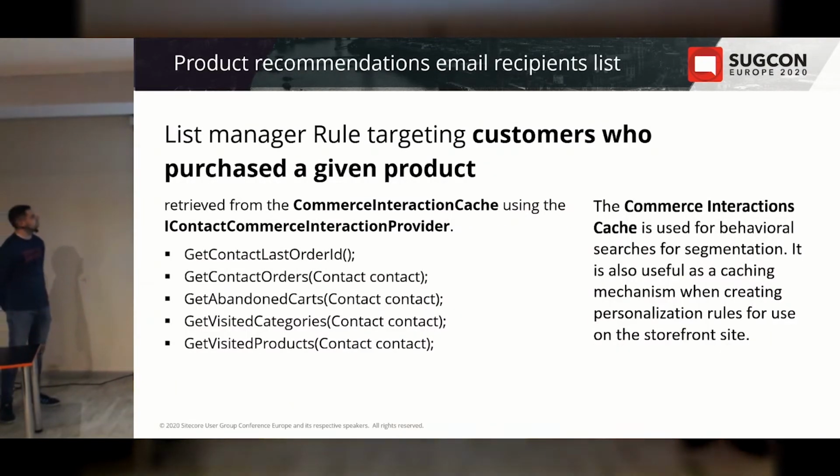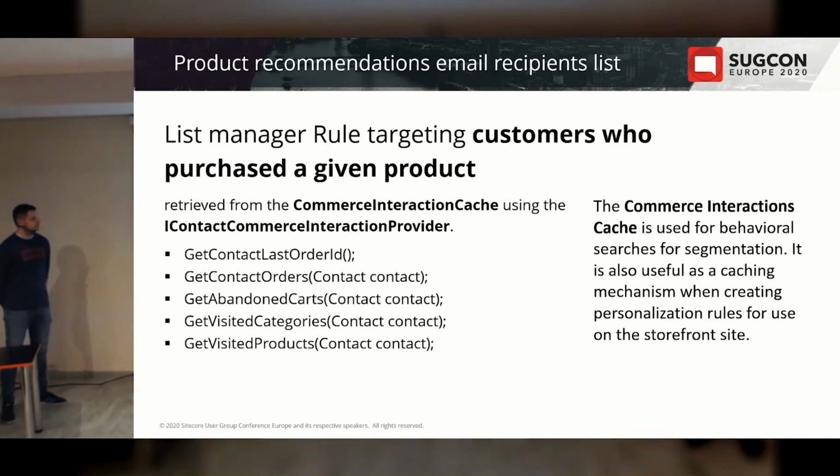One of the rules added in Sitecore Commerce 9.3 is a rule for customers who purchased a given product. You can make use of this rule to create a segmented list and select customers who purchased specific products, maybe because you want to follow up with some related products. This rule is available out of the box, and it is built on the commerce interaction cache, which is a contact facet also introduced in Sitecore Commerce 9.3.